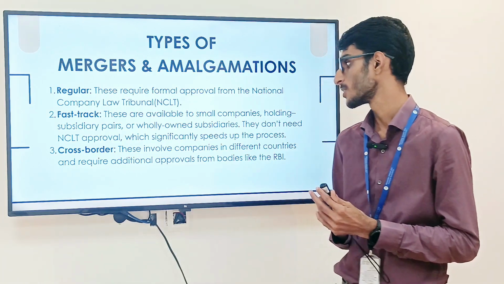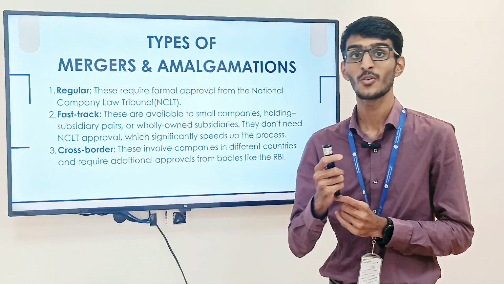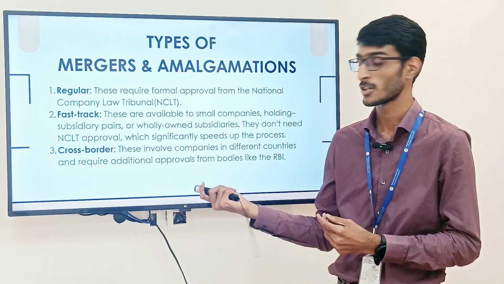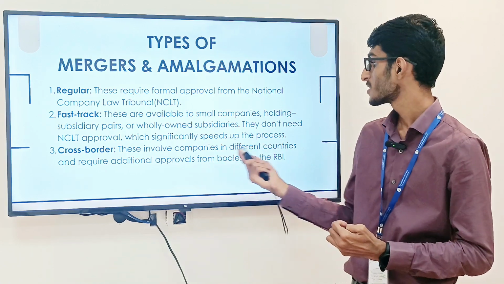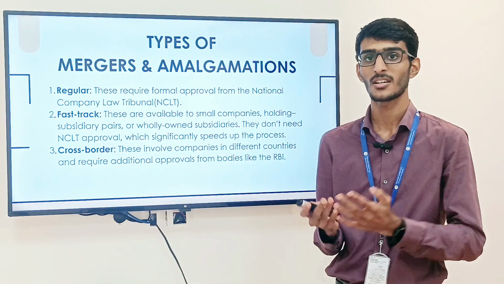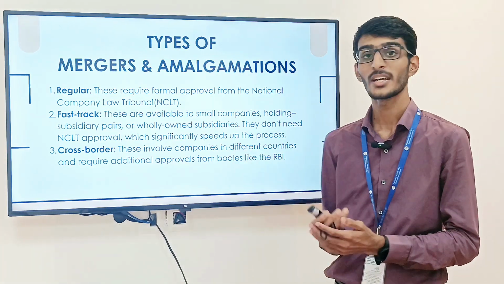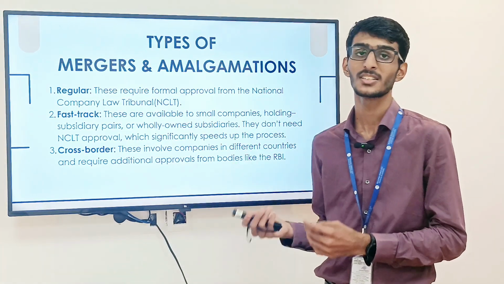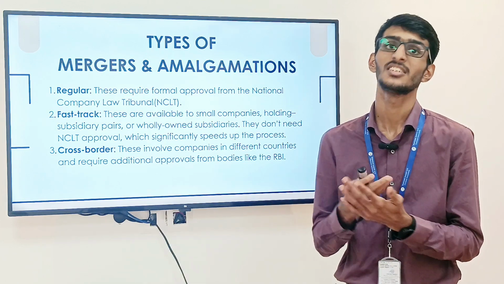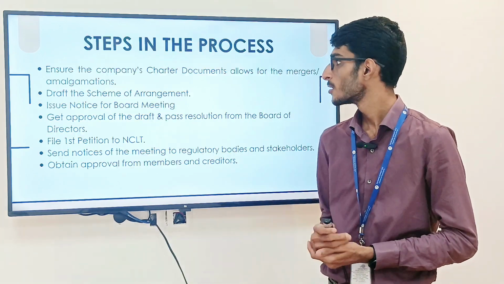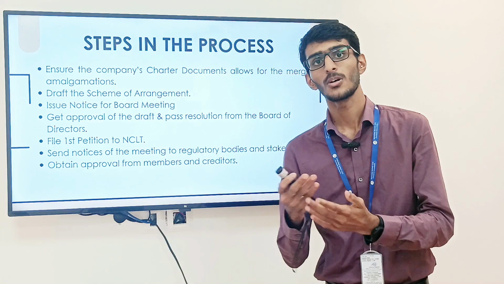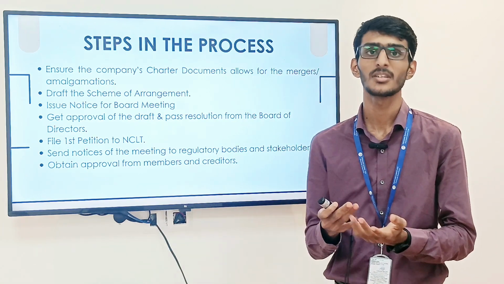Then come the cross-border mergers. Section 234, which I spoke of, is for these cross-border mergers. So here the companies exist in two different countries, where one of the companies exists in India, so they require additional approvals, especially from bodies like the RBI, as foreign exchange comes into the picture. So now let's look at how a merger or an amalgamation takes place.